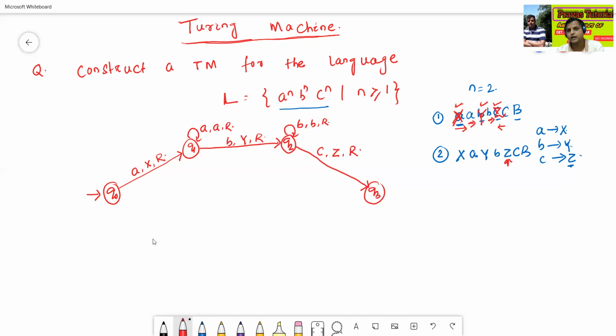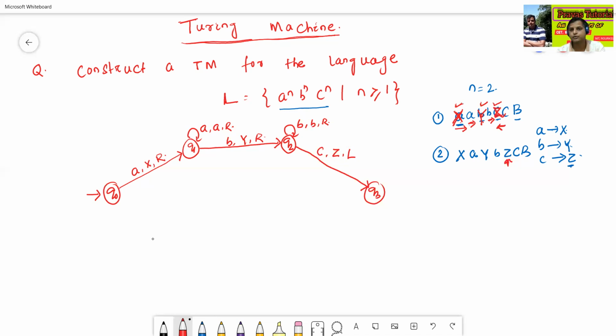Now Q3 goes back. Sorry, this symbol is a left movement. When it reads C, it writes Z and moves towards left. So my pointer is here.